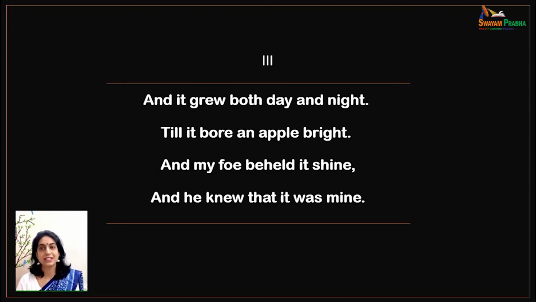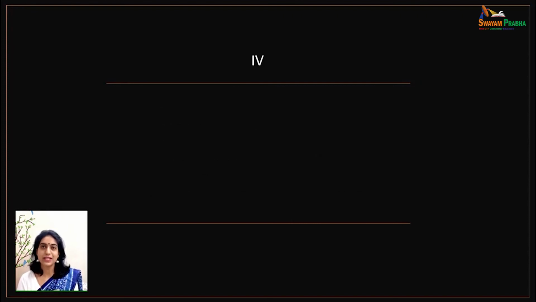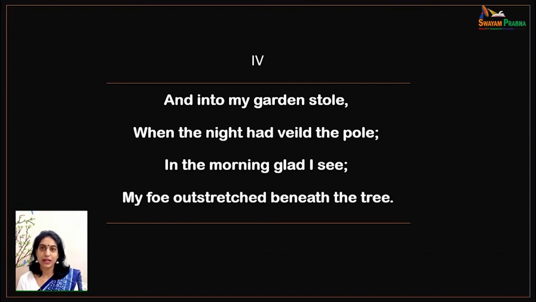The poet here has deliberately kept the fruit as an apple, as we know that the apple has a biblical reference, and the enemy is attracted to it, now completely ignorant of the fact that it is a fruit of fury. Now let's move on to the last stanza, which reads, "And into my garden stole, when the night had veiled the pole. In the morning glad I see my foe outstretched beneath the tree."